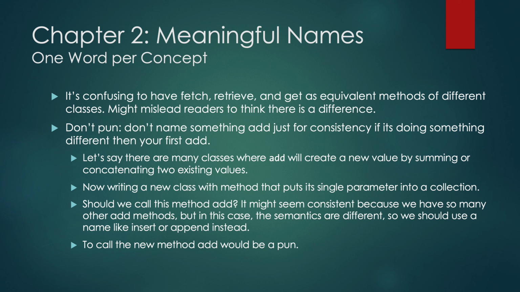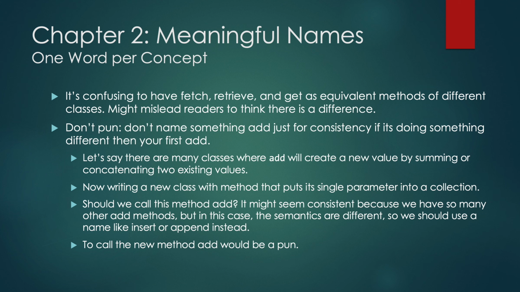So if it's actually representing the same semantics, which is go to the database and get a record, then just use the same word. So it's either going to be fetch, retrieve, or get. Just pick one and stick with it. And the flip side of that is don't pun, right? If something actually has different semantics, don't use the same name in the name of consistency, because then we mislead the reader to understand that there's a difference in semantics, right?